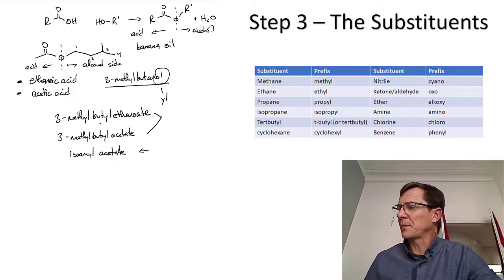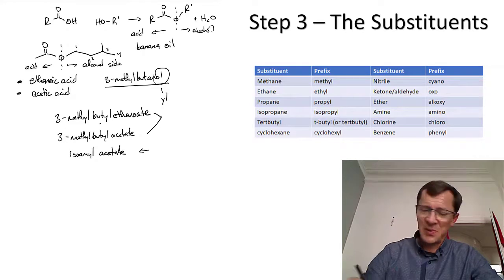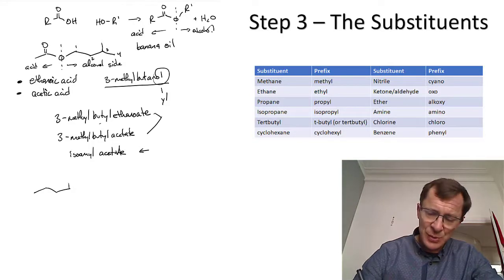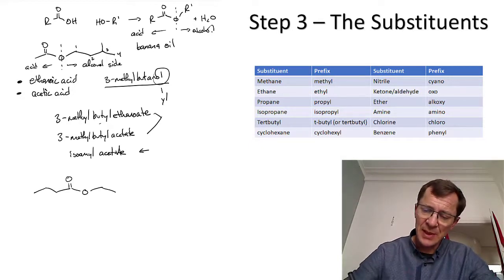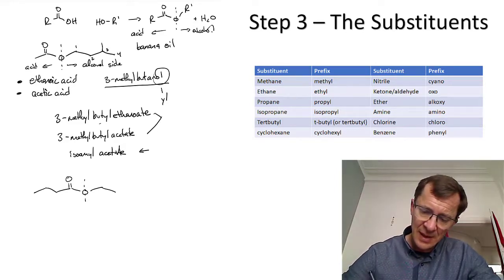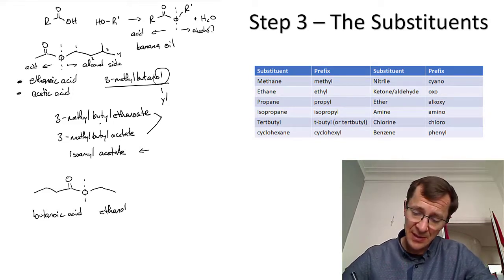Let's do another example. This is a flavor molecule that is added to fresh orange juice to make it taste more orangey, or that which they call fresh orange juice. So again, draw that hashy line there. We have our acid, which is butanoic acid. We have our alcohol, which is ethanol. So this would be very simply ethyl butanoate.